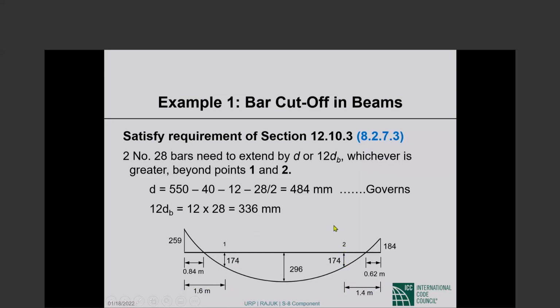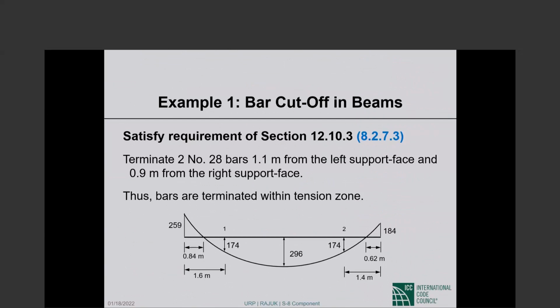So two number 28 bars need to extend by d or 12 bar diameters, whichever is greater, beyond points 1 and 2. So theoretically, it can be cut off here and there because we have enough moment strength coming from the remaining two number 25 bars. But we have to go beyond the theoretical point of cutoff by 12 bar diameters or the effective depth. The effective depth is calculated at 484 millimeters. 12 bar diameter is 336. So the 484 millimeter governs.